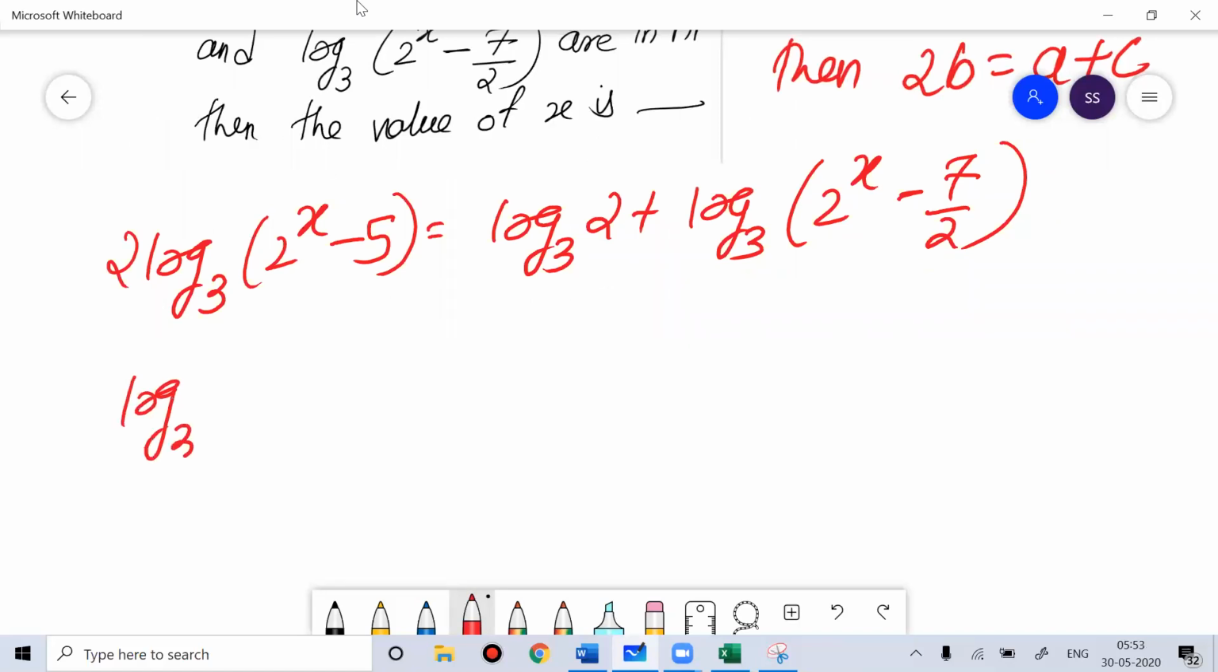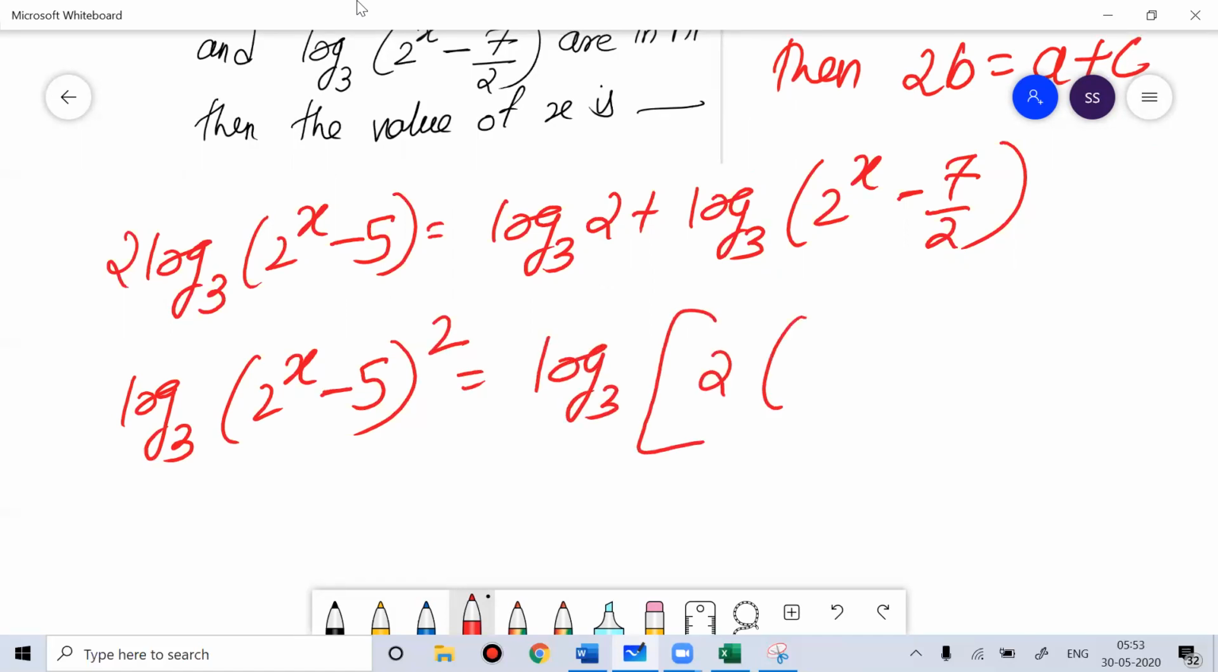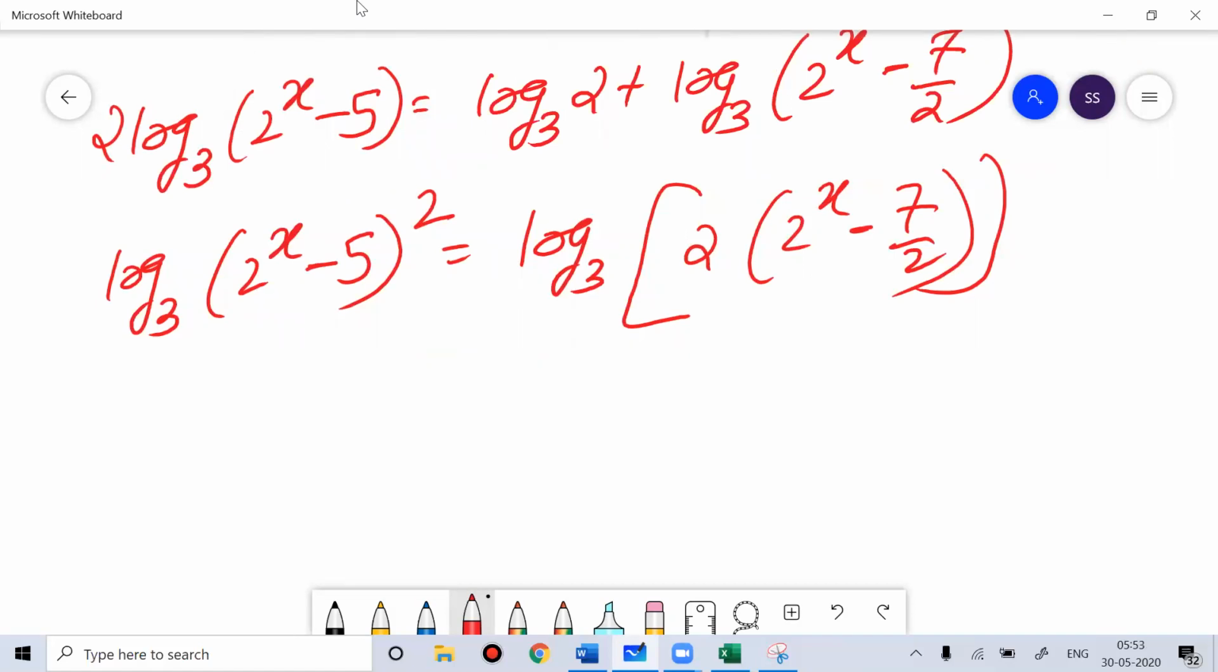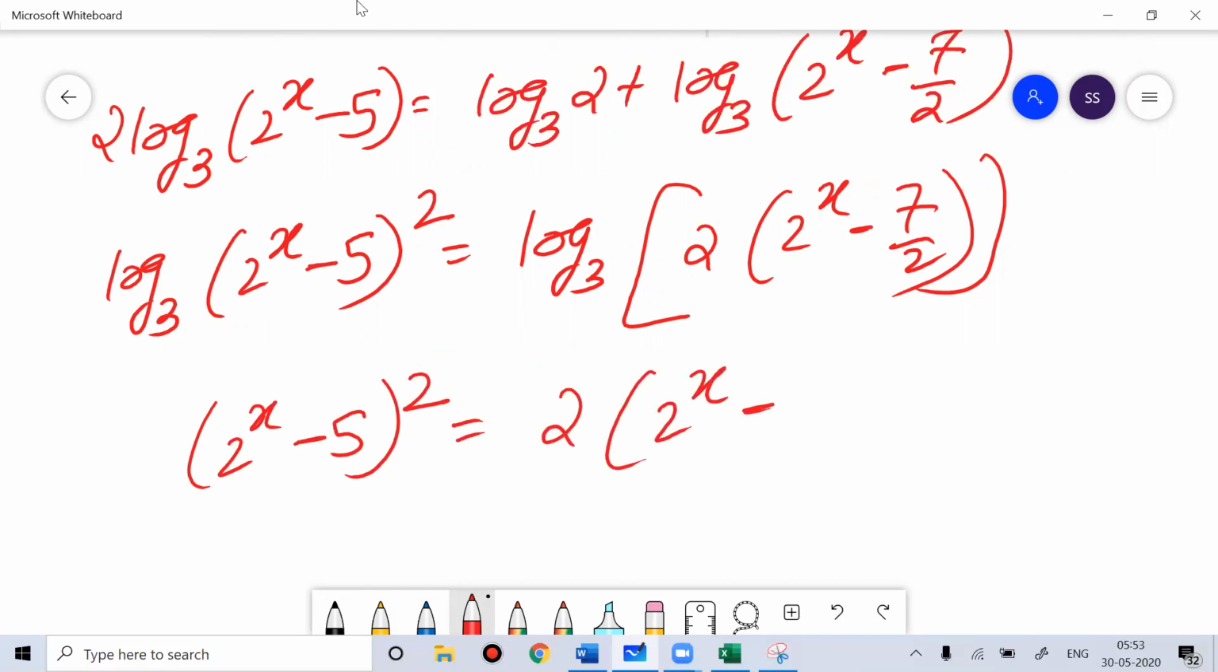You can write log base 3 of 2 to the power x minus 5 whole square is log base 3 of 2 into 2 to the power x minus 7 by 2. So log base 3 can get cancelled. So you can write 2 to the power x minus 5 whole square is 2 into 2 to the power x minus 7 by 2. So you need to solve this. You can see LHS is in the form of a minus b whole square.